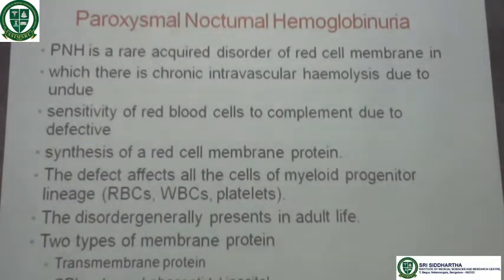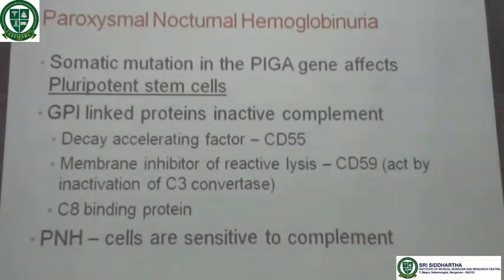This is due to mutation of one gene known as the PIGA gene, phosphatidylinositol glycan A gene. This mutation of the PIGA gene leads to the red cell membrane protein defect, and those RBCs become hypersensitive to the complement. So in any condition where complement gets activated, these cells undergo severe hemolysis. Suddenly in the night there will be hemolysis. So there is a somatic mutation in the PIGA gene. This PIGA gene affects the pluripotent stem cells in the bone marrow first.